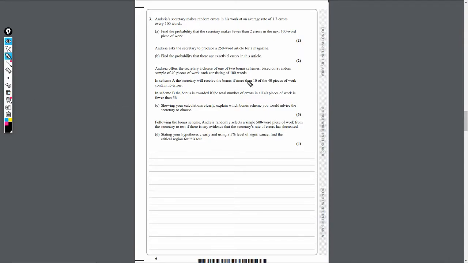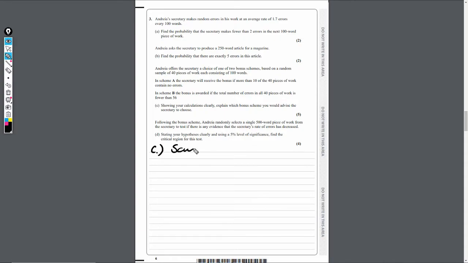Basically, there are 2 options that are given. Scheme A: the secretary will receive the bonus if more than 10 of the 40 pieces of work contain no errors. And scheme B: the bonus is awarded if the total number of errors in all 40 pieces of work is fewer than 56. We have to show the calculations clearly and explain which bonus scheme we would advise. So we're going to have to consider each one separately. The easier one to work with is scheme B, so let's do scheme B first.